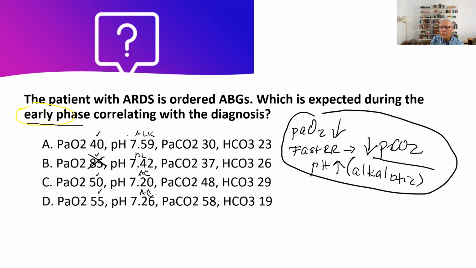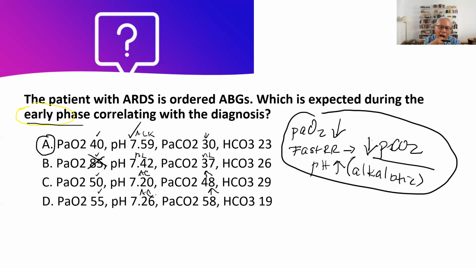Okay, so this might be okay. So let's take a look at the PCO2. Remember, we need a decreased PCO2, so this is good. CO2 of 37, 35 to 45 is normal. And CO2 of 48 is increased, and 58 is increased. So the correct response here is letter A.